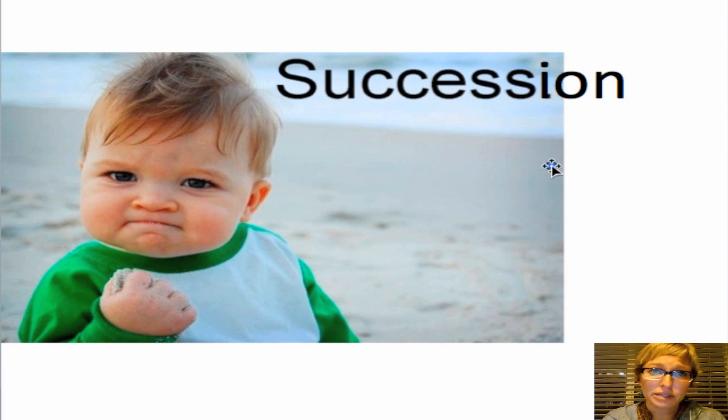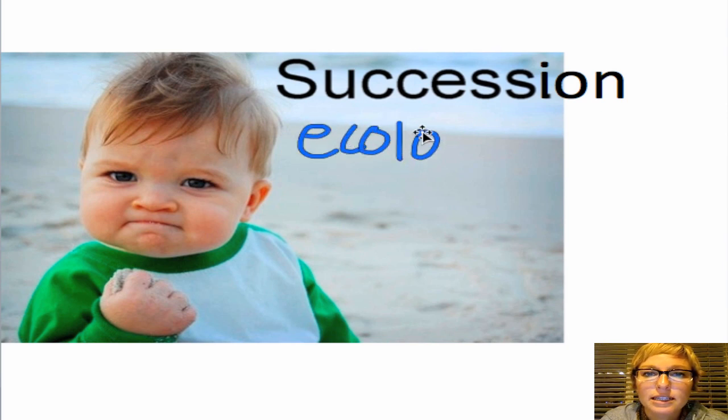All right, succession is a natural process of following an order or sequence. So, specific steps that you would take to arrive at a specific place in your life or a specific goal. In the biology context, succession has to do with ecological communities.